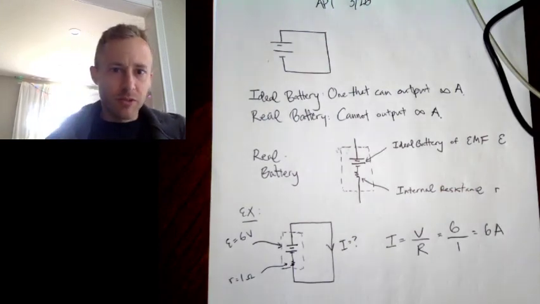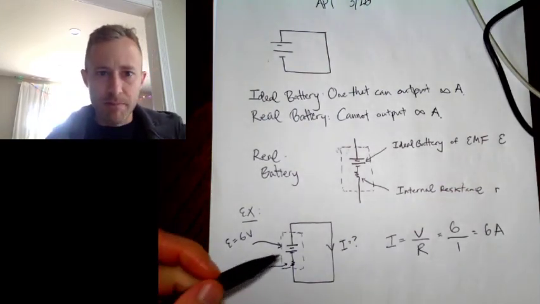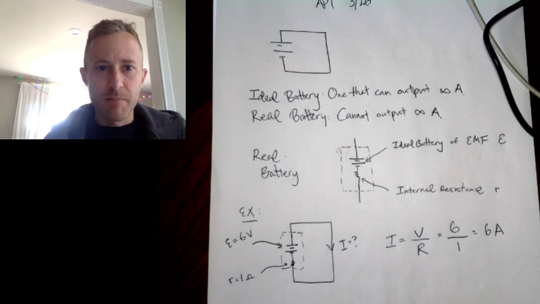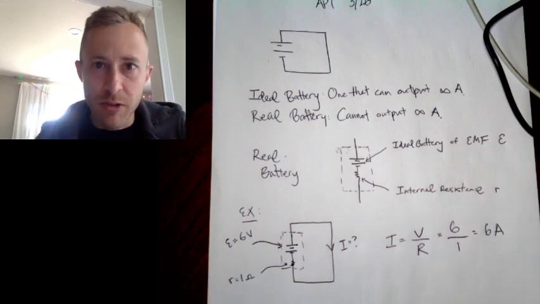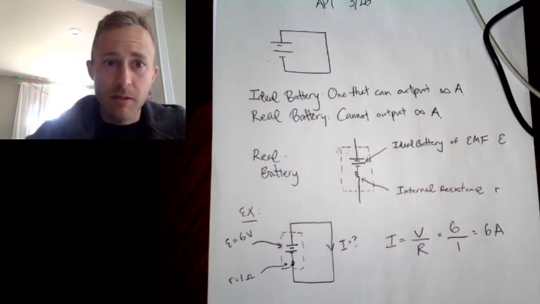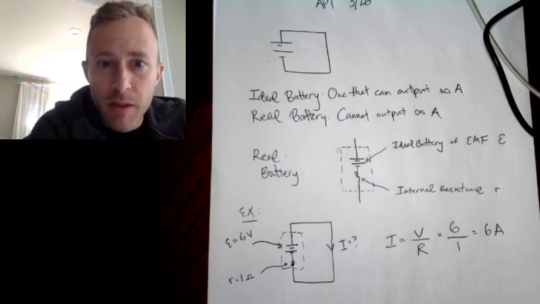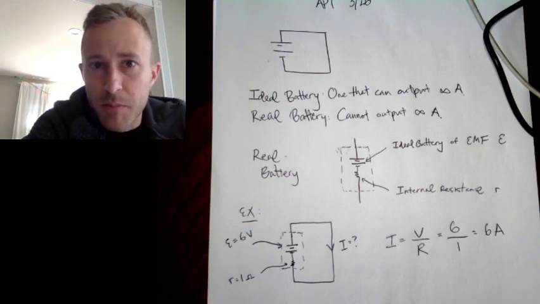So what that means is that for this particular real battery, the most current you could possibly get under the best circumstances is 6 amps. You're never going to get more than 6 amps from this battery. Okay.